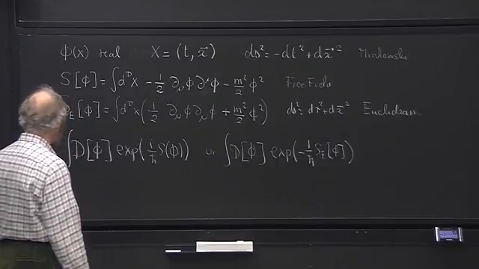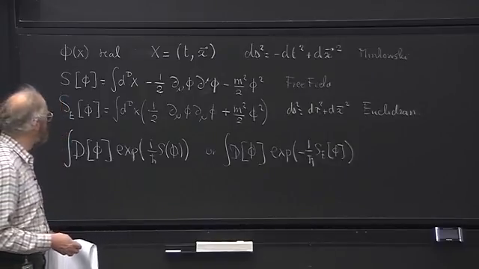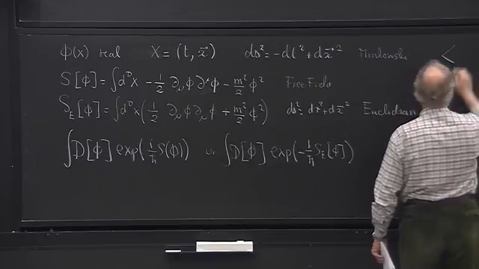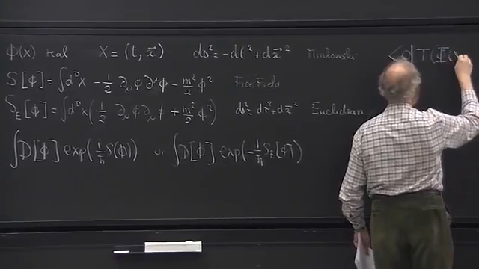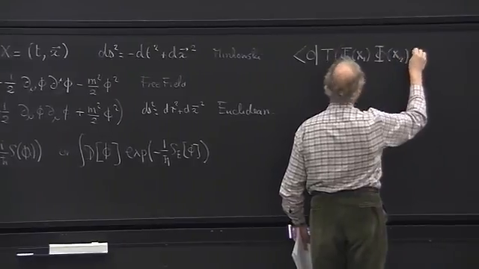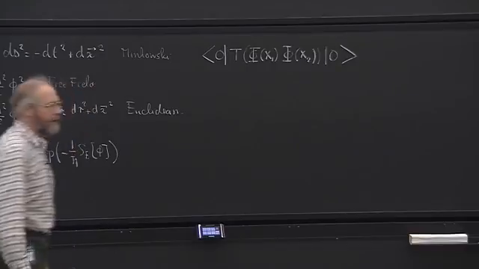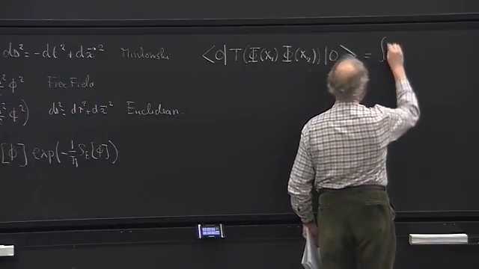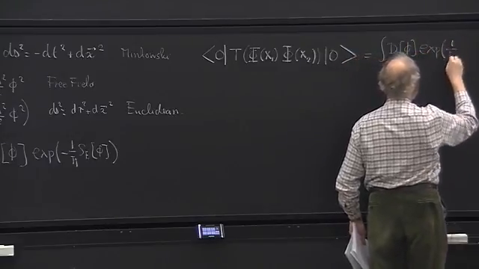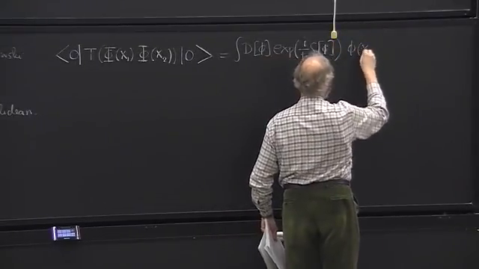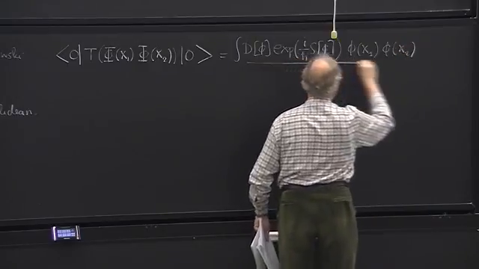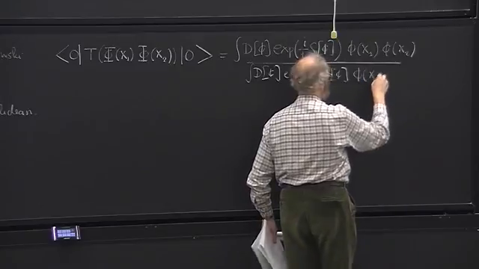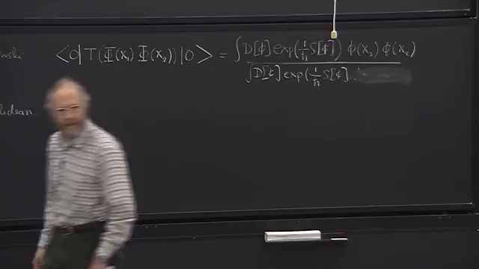So now the rules of functional quantization imply that, for instance, if you are interested in computing in Minkowski space the vacuum expectation value of a product of two field operators at 2 points x1 and x2, this is given simply by computing this object: integral d phi exponential of i over h bar S of phi, phi of x1 phi of x2, divided by the integral d phi exponential of i over h bar S of phi, with no phi. Okay?